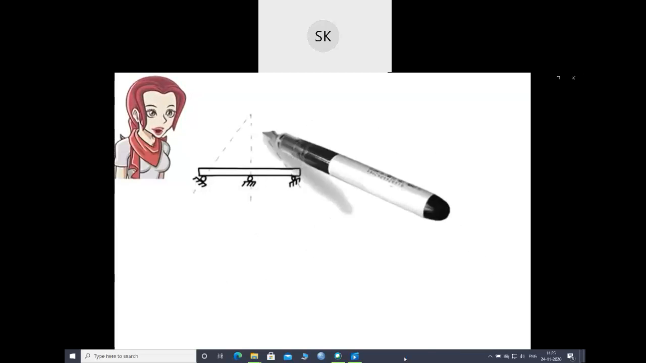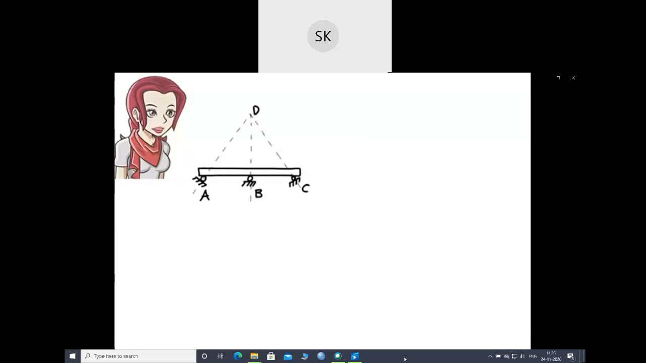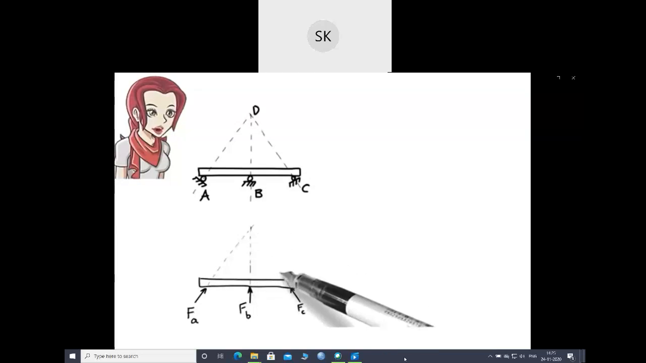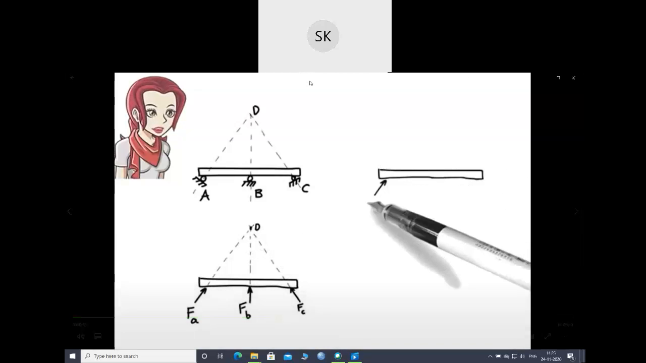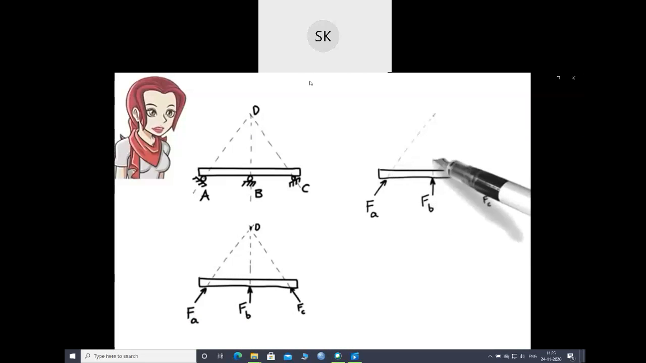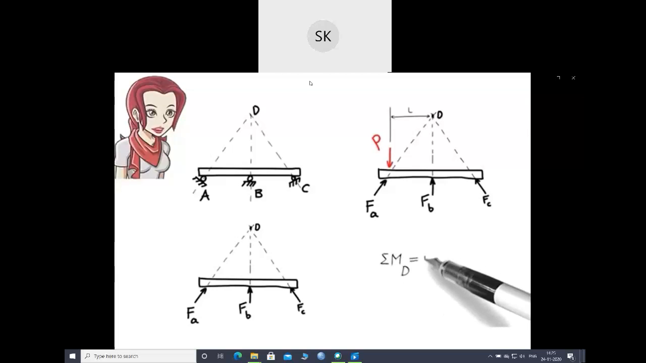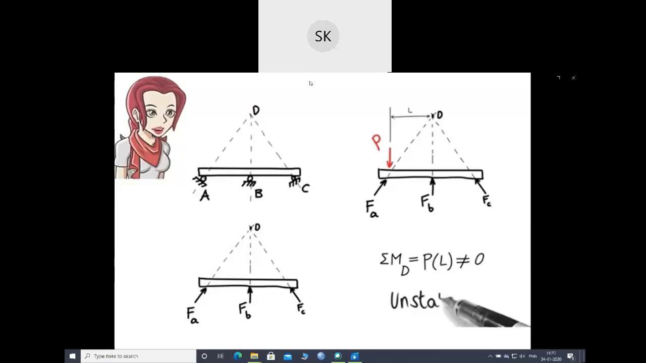Let's look at one more beam example. This beam has three reaction forces. Note how all of them pass through a single point, point D. If we subject the beam to a non-zero vertical force P at, say, point A, the moment equilibrium equation becomes P times L. Since this product is not zero, the equation is not satisfied. Therefore, the structure is not stable.